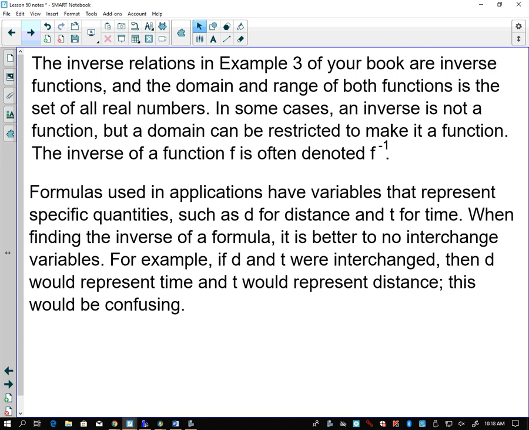In inverse relations, you can look at example 3 on page, let's find it. Bottom of the page, 356. Okay, it gives you an example there. The inverse relation, example 3 of your book, these are inverse functions. And the domain and range of both functions is a set of all real numbers. In some cases, an inverse is not a function, but a domain can be restricted to make it a function.